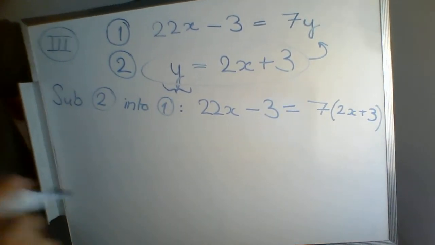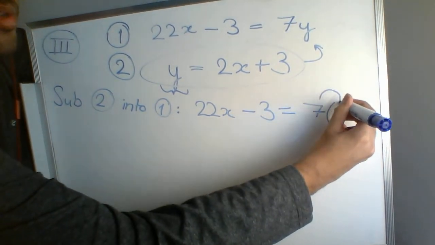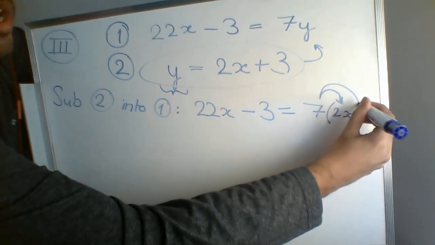Now, we talked about this briefly before, that whole distributive property. So we're going to take this 7 on the outside, we're going to multiply it by the first term, and we're going to multiply it by the second term.